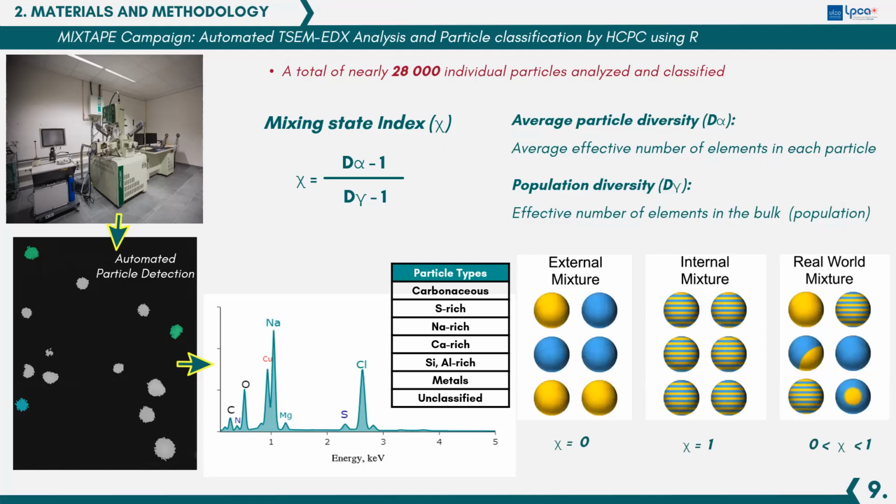When you have a mixing state index equal to 0, it means that the population of particles is mainly externally mixed. You have an external mixture, which means that each particle is made of a single element. However, when you have a mixing state equal to 1, it means that all the species, all the elements present in the population, are present in the same proportion in each particle. The reality is that the real-world mixture is different. You have both internally mixed and externally mixed particles. So we will see now how this index evolved for the particles we collected during PM events in Dunkerque.